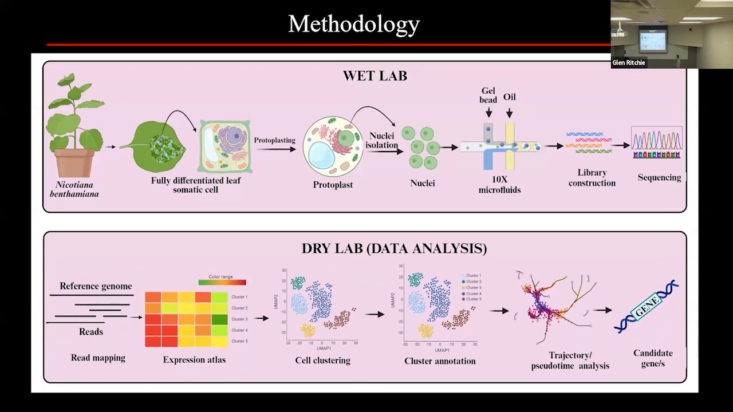After we get the sequencing results, we align the reads against the reference genome. We'll get the expression atlas. We'll get different cell clusters, and then comes the identification of these clusters, and also the trajectory analysis or pseudotime analysis, and we'll land on candidate genes. We'll say that these genes could be playing a crucial role in the regeneration of a single cell into a whole plant, and then further comes the validation of those candidate genes.